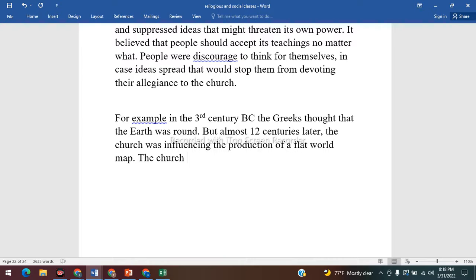The church also encouraged belief in mythical beasts and monsters.